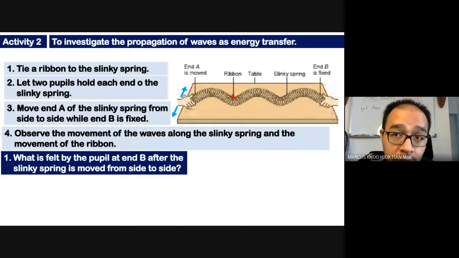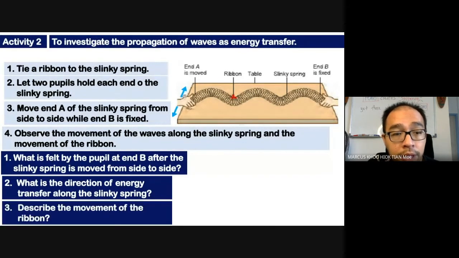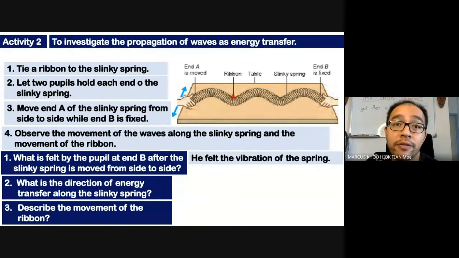So the first question is, what is felt by the pupil at B after the slinky spring is moved from side to side? The second question is, what is the direction of the energy transfer along the slinky spring? The third one is, describe the movement of the ribbon. So first question, what is felt by the pupil at B? He's going to feel the vibration of the spring.